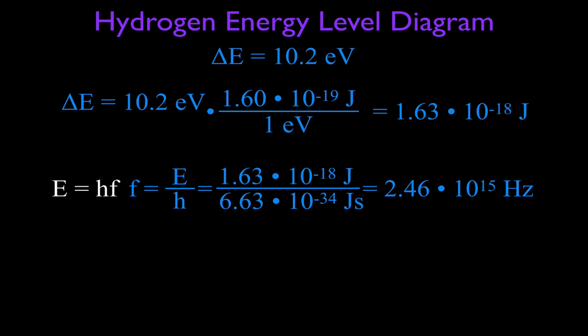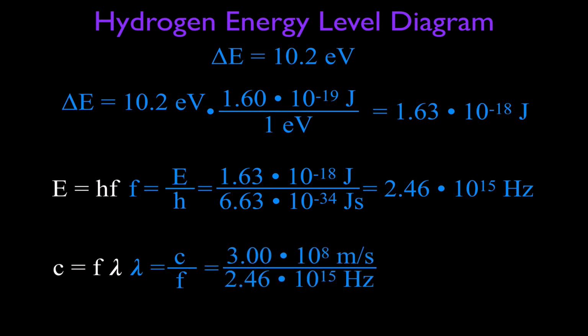Now the next step is we're going to convert into wavelength, and we can use our equation c, the speed of light, is equal to the frequency times the wavelength. That means the wavelength is equal to the speed of light divided by the frequency. We have the frequency. The speed of light is also a constant, 3.0 times 10 to the 8 meters per second. Divide that by our frequency, 2.46 times 10 to the 15 hertz. And we get that the wavelength is 1.22 times 10 to the minus 7 meters.